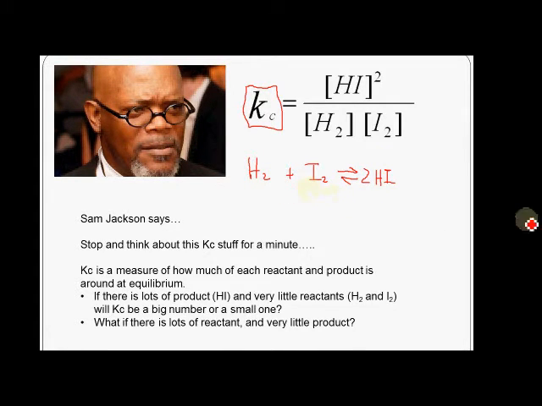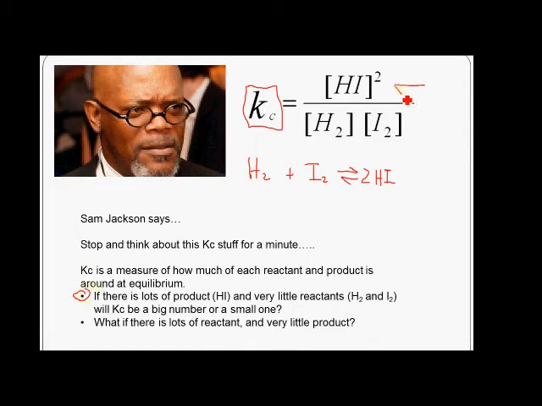In fact, Kc can tell us about how much stuff is going to be around at equilibrium. So let's think about the situation where this reaction, when it gets to equilibrium, has a bunch of HI and very little of H2 and I2. That's this situation right here.